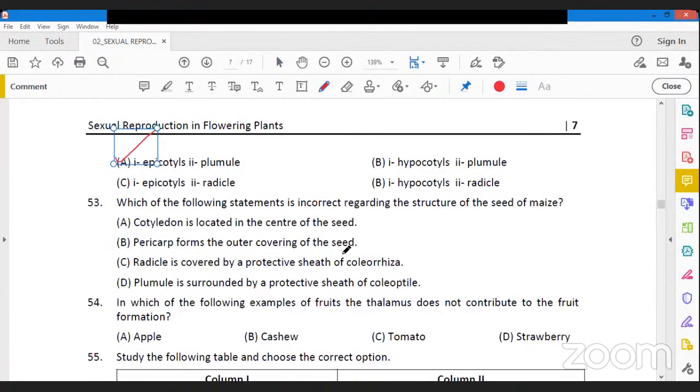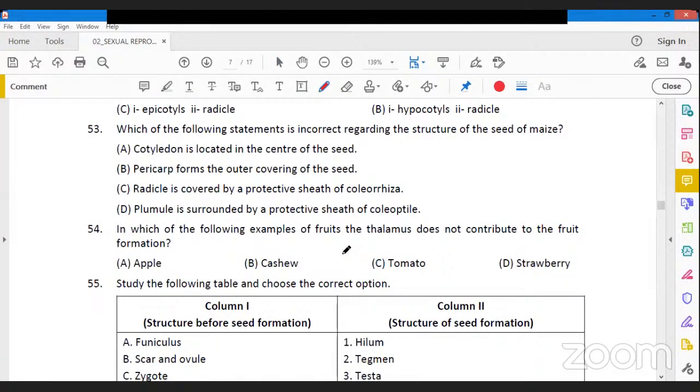So hypocotyl ends with the radicle. Now, which of the following statements is incorrect regarding the structure of seed of maize? Cotyledon is located in the center of the seed, wrong, that is monocot. Pericarp forms the outer covering of the seed, no. Radicle is covered with a protective sheath called coleorhiza, correct. This is also correct.